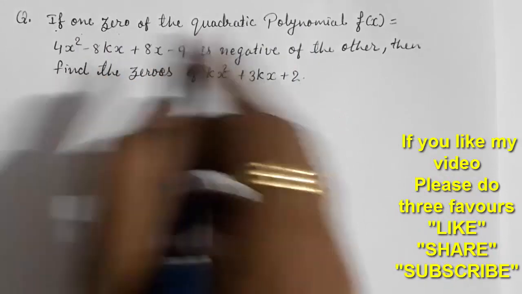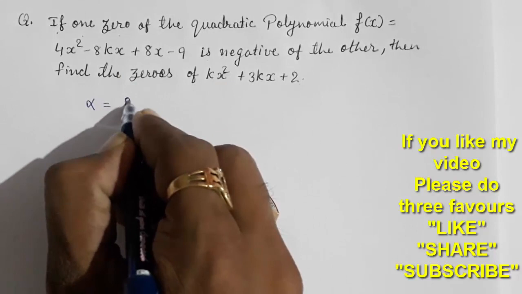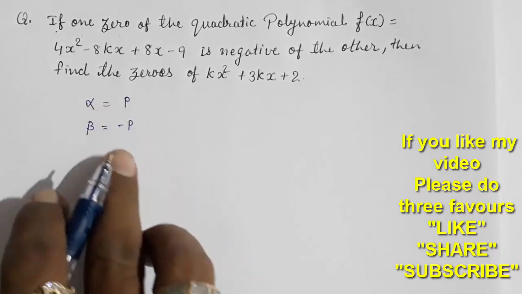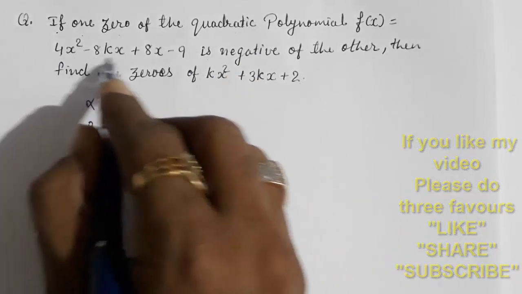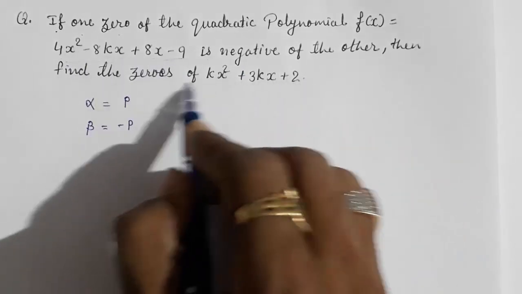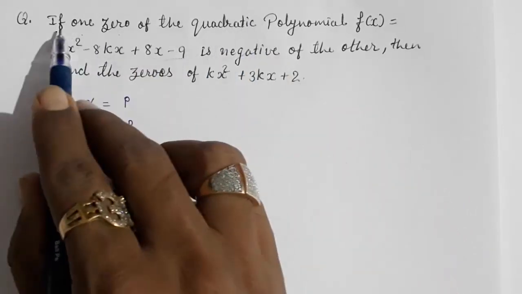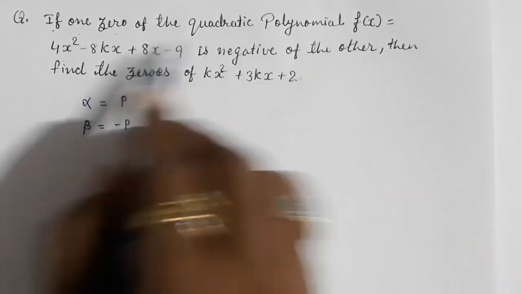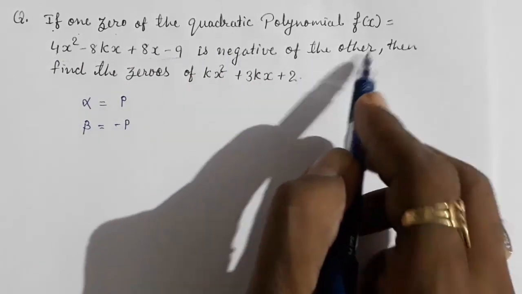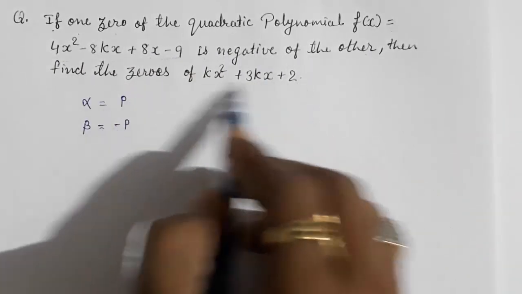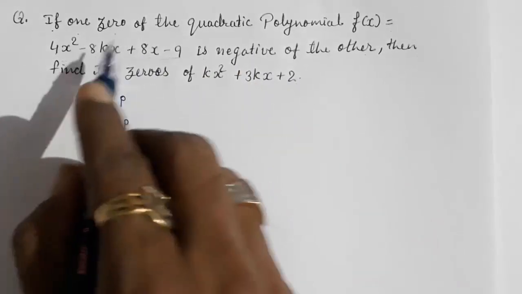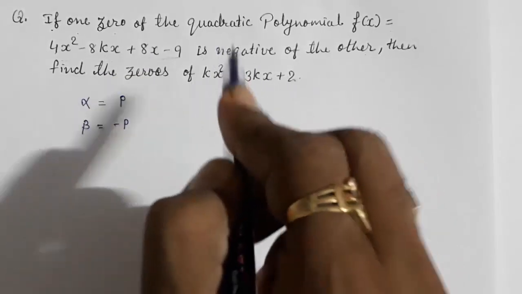Now here they said one is negative of other. So take alpha as p and beta as minus p. Now this is our quadratic, and first we have to find out the value of k, and then we have to put this in this equation. Again, I am reading the question. If one zero of the quadratic polynomial p of x equal to 4x square minus 8kx plus 8x minus 9 is negative of other, then find the zeros of this kx square plus 3kx plus 2. So first, with the help of this, we have to find out k, and then we have to put the value of k in this, and then we have to find out the zeros.